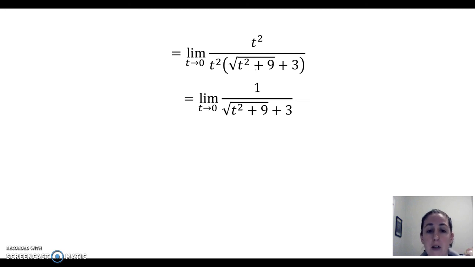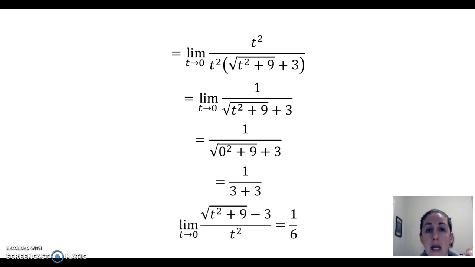Let's now try to directly substitute in that t equals 0, and we get 1 over 3 plus 3, or 1 over 6. So that is a real defined value. This limit does in fact exist. And if you look back in your notes from the previous section, this actual limit should look familiar to you as we did it using the table method.